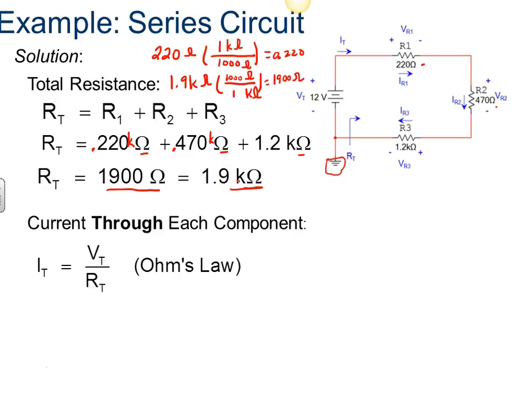Okay, so let's look at the current flowing through each component. So we have our total resistance. To get the total current, we're going to divide the total voltage by the total resistance. So that's the reason we found resistance first. And this is Ohm's law that we covered in the previous video. So in this case, what we've got is a total current equals 12 volts divided by 1.9 kilo ohms to give 6.3 milliamps.